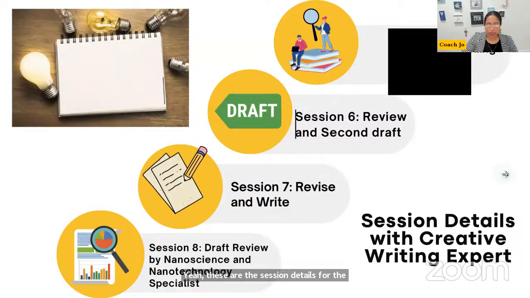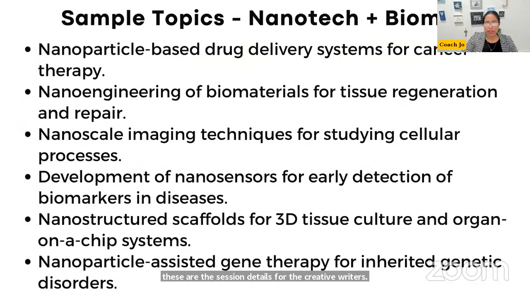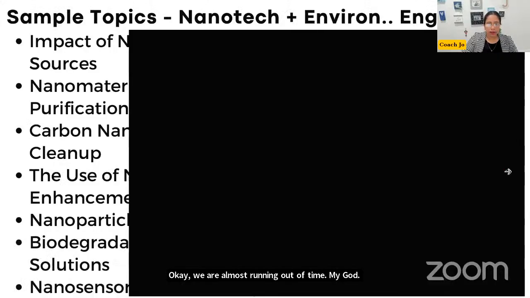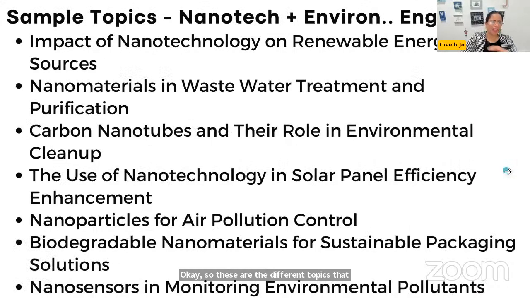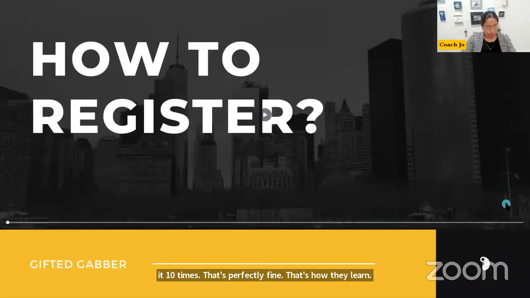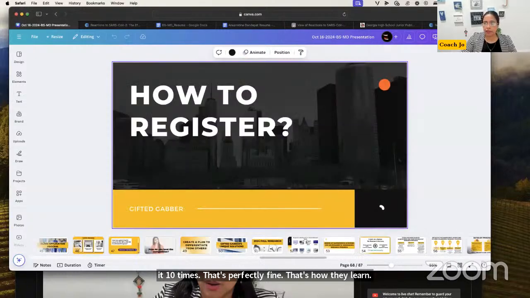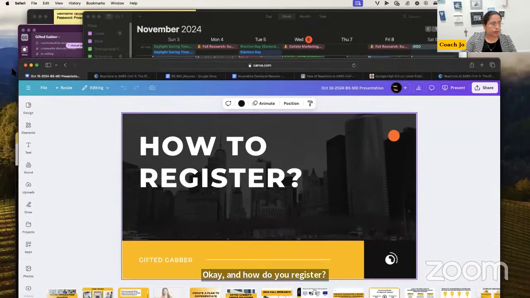Okay, we are almost running out of time. Oh my God. Okay, so these are the different topics that are available. Kids can pick any topic they want. They want to change it 10 times, that's perfectly fine. That's how they learn. Okay, and how do you register? Everything is available on our website.